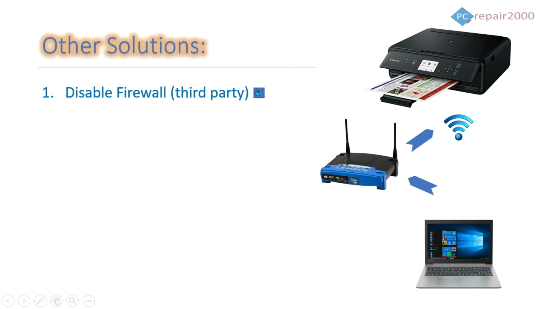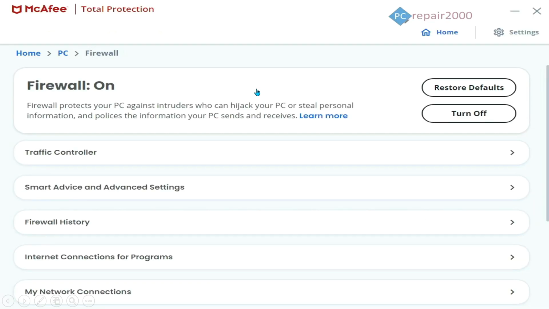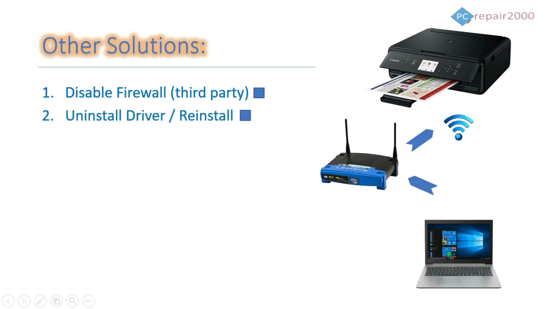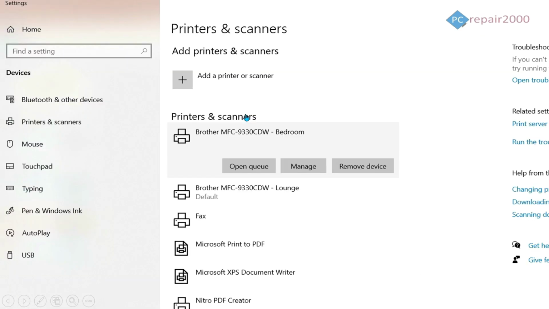Other solutions include, if you have third-party security such as McAfee or Norton, and you have a firewall installed, try to turn off the firewall to see if this does actually restore the printing process. You could try to reinstall the printer driver by going through printer options, selecting remove device, and then clicking on add printer again to reinstall the printer driver.